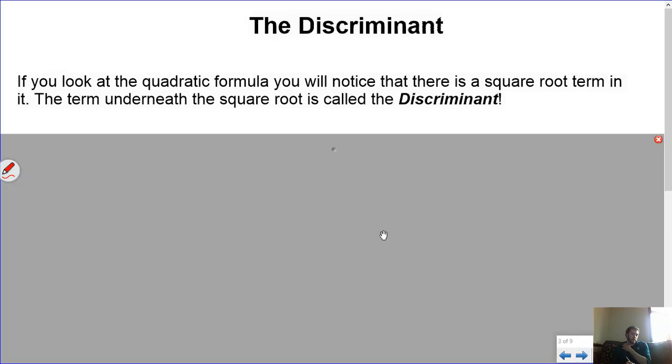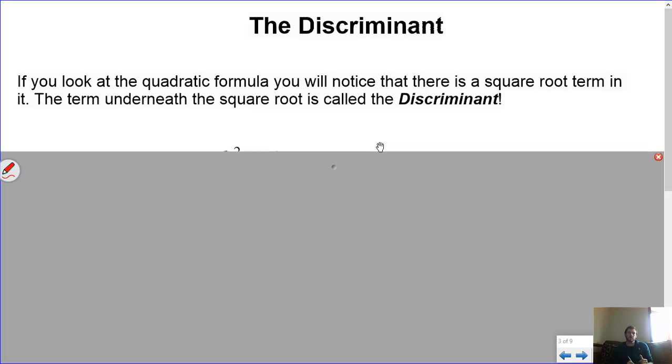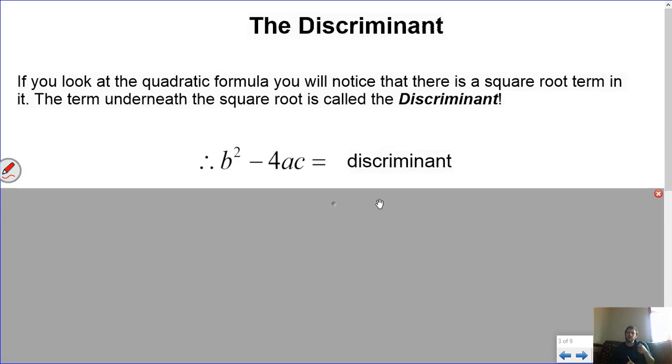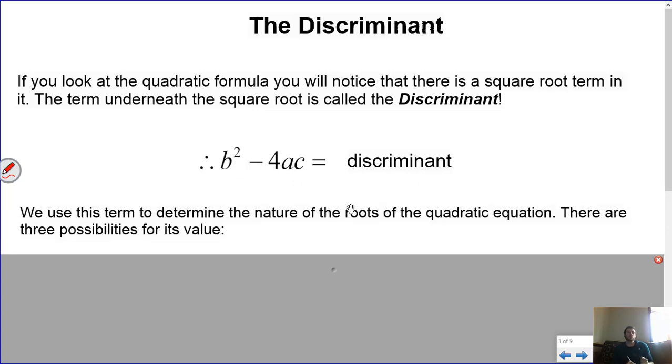So if you look at the quadratic formula, you'll notice that there is a square root term in it. The term underneath the square root is what we call the discriminant. And what the discriminant will tell us is how many possible answers we're going to have. The part that's underneath the square root is just this little section here, b squared minus 4ac, and that thing we call the discriminant. So we use this term to determine the nature of the roots of a quadratic equation. And what I mean by the nature of the roots is how many roots are there?